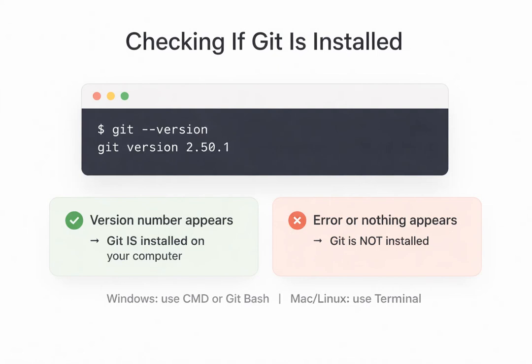Before you can use Git, you need to make sure it's installed on your computer. Open your terminal. On Windows, that's the command prompt or Git Bash. On Mac or Linux, it's the terminal. Type the command git --version. If Git is installed, you'll see a version number, like git version 2.50.1. If you see an error or nothing happens, Git is not installed yet, and you'll need to download it.